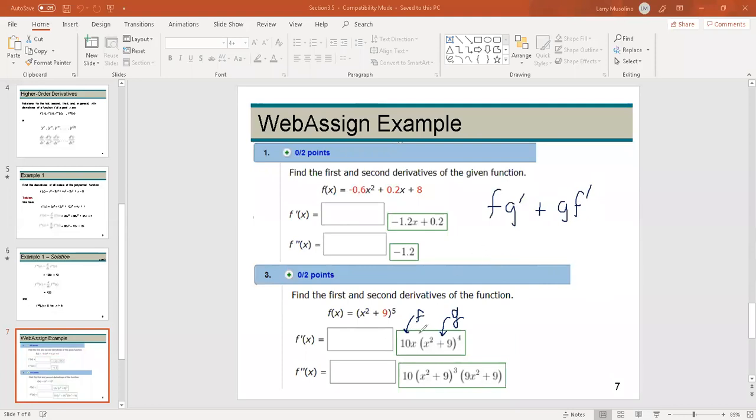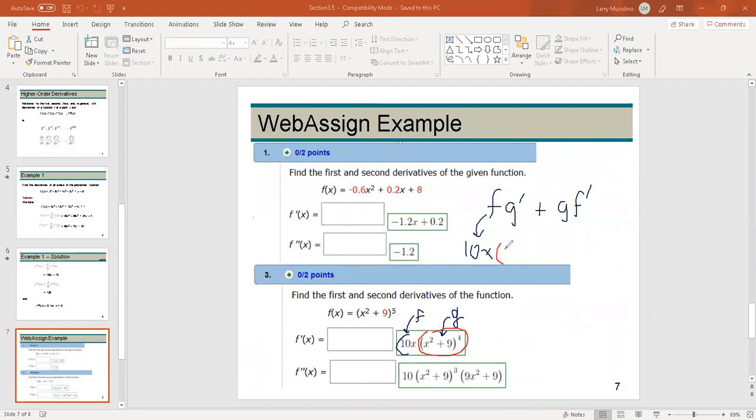Well, F is just 10x, so I'm going to write here 10x. Now let me take the derivative of G. Well, the derivative of G is the derivative, let me circle this in red so you can see it. I need to take the derivative of this G here. Well, notice I'm going to need the chain rule for that.